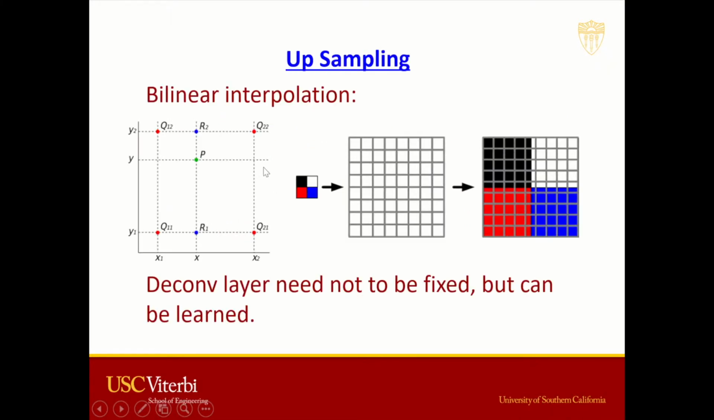As for upsampling, a general way to do it is to use bilinear interpolation. And these 4 red points are the input and the green one can be calculated from these 4.